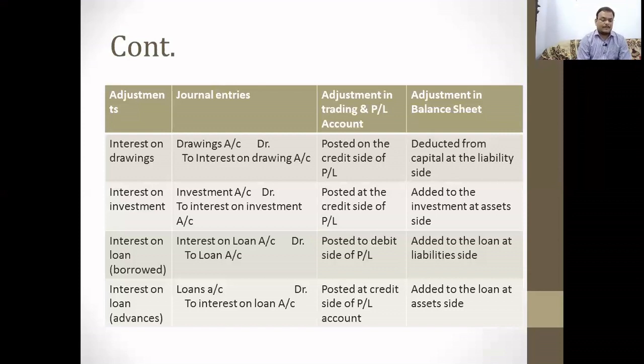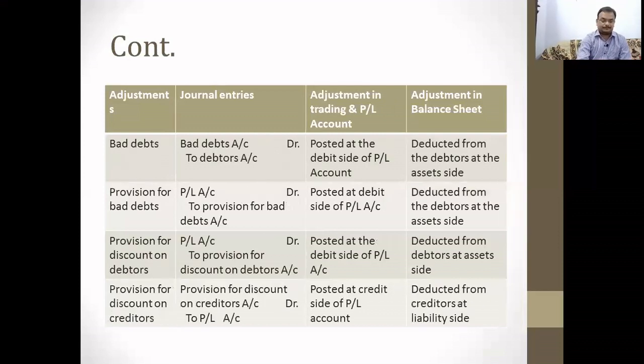Interest on loan advance, it is a kind of income, so loan account debit to interest on loan account, and it should be posted at the credit side of profit and loss account and added to the loan at asset side. If you are giving a loan to any other person, then such interest is called an income.